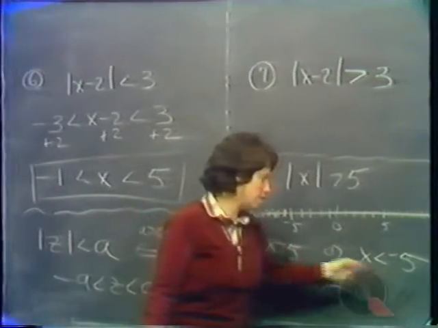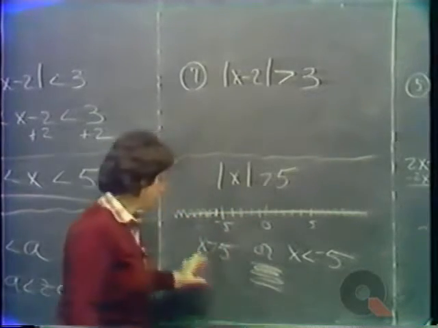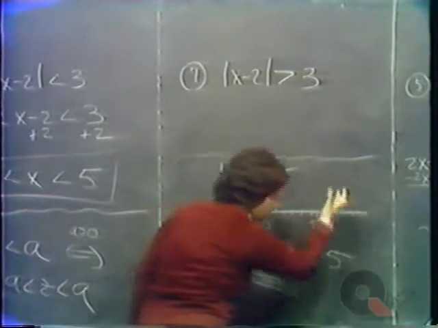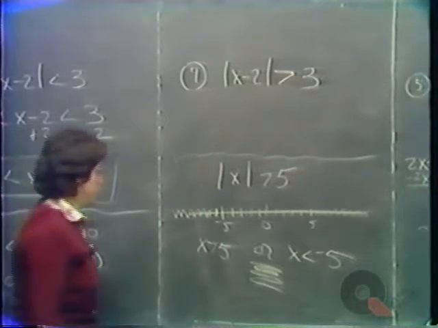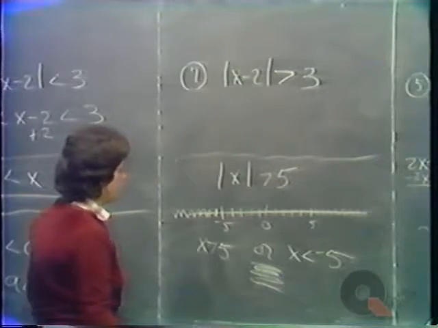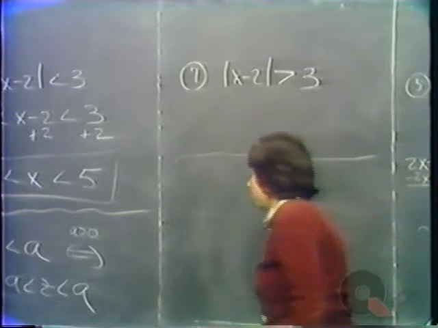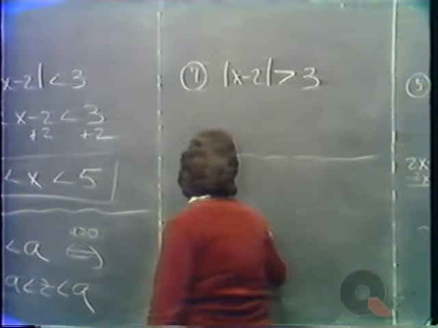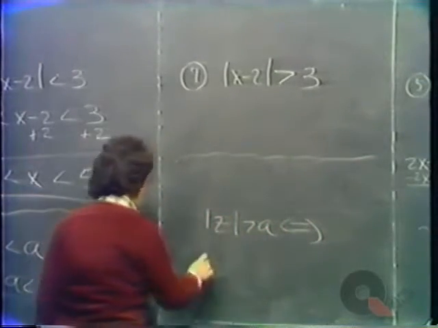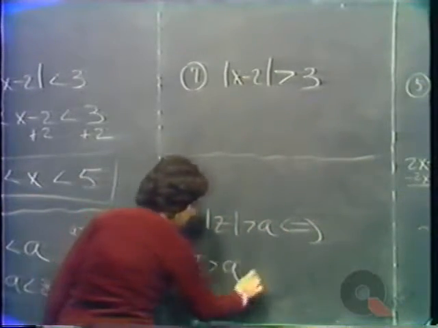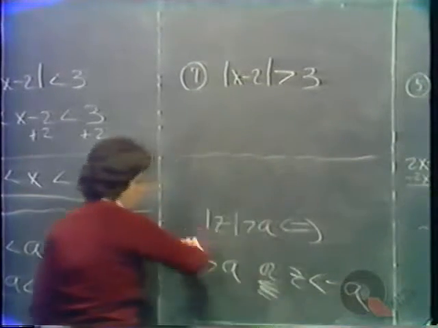Here, this obviously cannot be an and. You cannot be both greater than 5 and less than minus 5 at the same time. So we have two sets of possible answers. Either x is greater than 5, or it could be less than minus 5. And we can interpret this in our z notation. If you have the absolute value of z greater than a, this is equivalent to either z is greater than a or z is less than minus a. In other words, in either of the extremes.